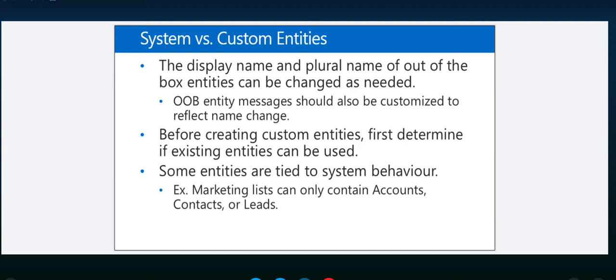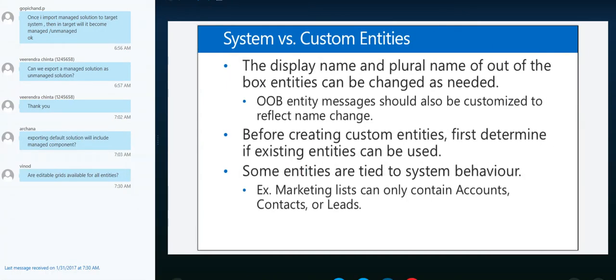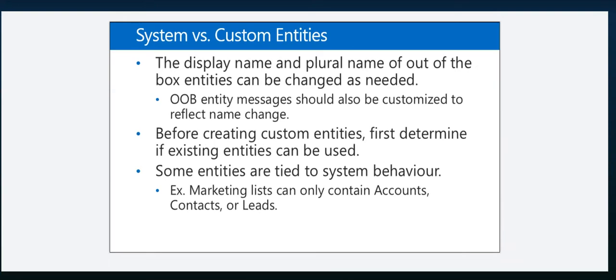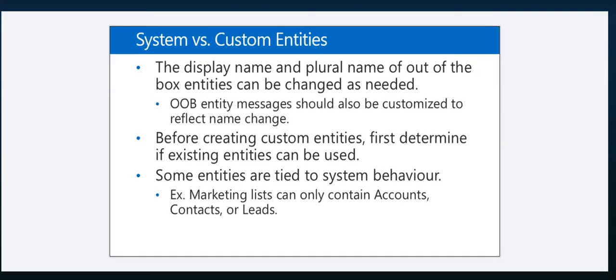All right. A little about the difference between system and custom entities. The display name and the plural name that come out of the box can be changed. If you do change that, there are a number of entity messages that you should also change, so all the error messages and other messages that include the account, for example, if we change the account name, that you need to replace as well. And before you create a custom entity, make sure that there's not already an existing system entity that's intended for the same purpose.